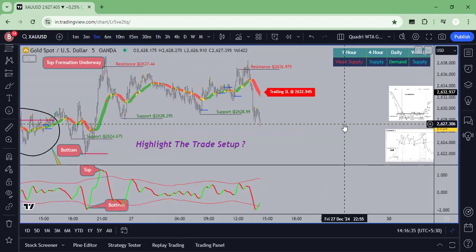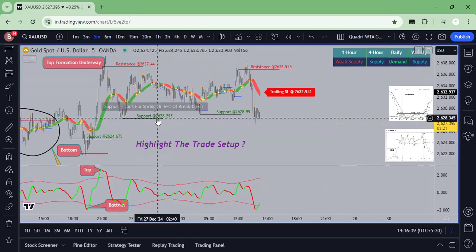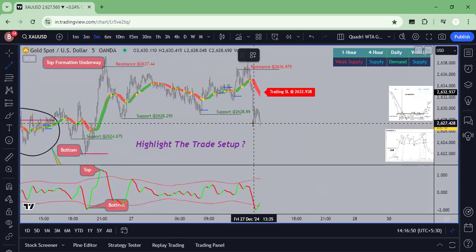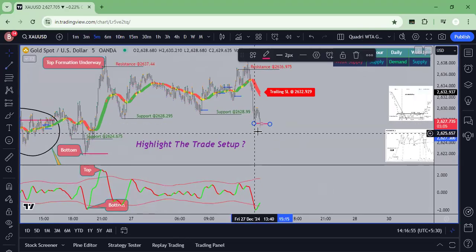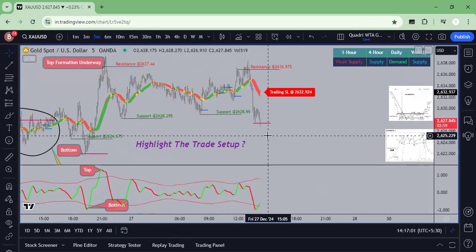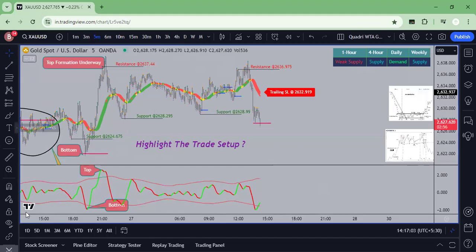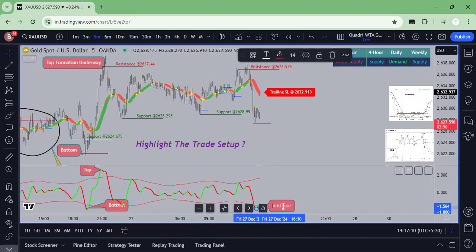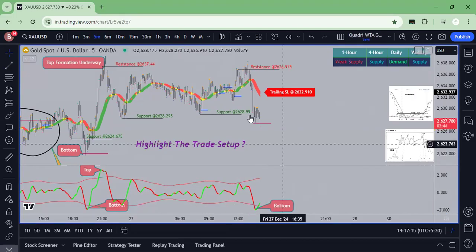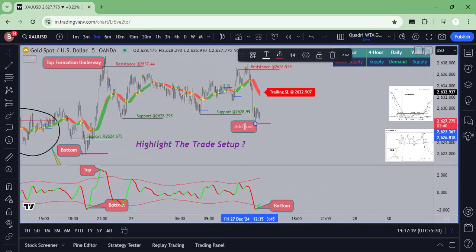In this session, I'm going to discuss the setups we had on XAUUSD and EURUSD. As you can see, this is a live market and a bottom formation is taking place. Bottom at this particular point. Let me draw it. Here we have a bottom formation. Now let us see where the price goes from this point.